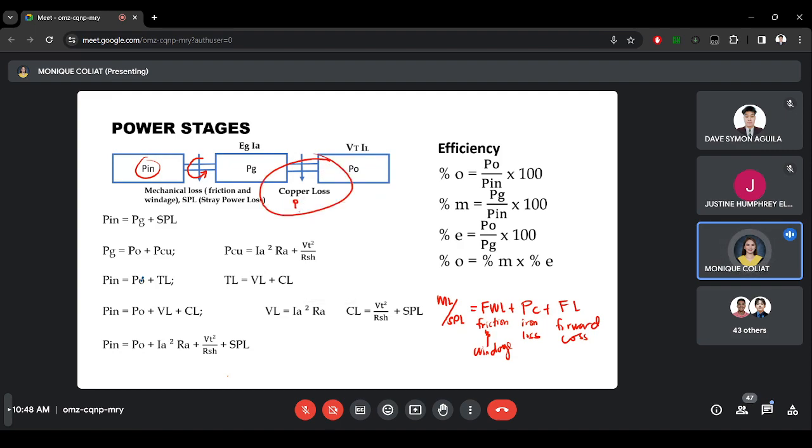So, ito po yung mga losses which include resistances. That's why PCU equals IA squared RA plus VT squared over RSH. So, as you can see, ayan, ito yung mga power losses that include resistances.